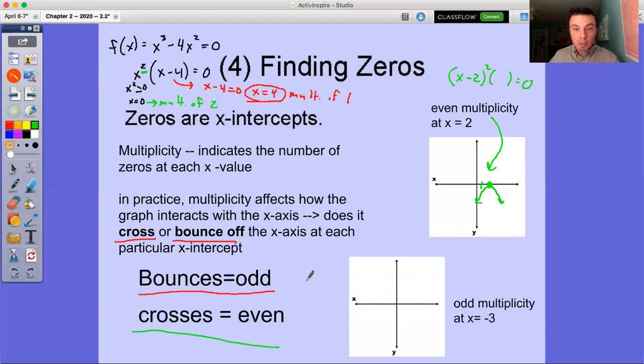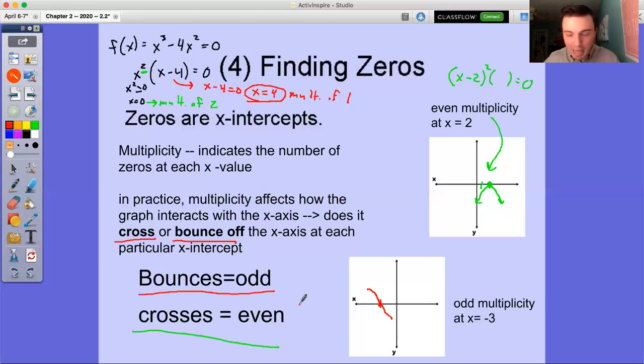Okay, so we know it bounces at odds, crosses at evens. Well, an odd multiplicity at x equals -3 would be like right over here. And if it crosses, that just means if it's up here, then it'll cross down there. If it's down here, it would do the same thing and cross. You can only do one or the other, can't do both. So if we had already been up here, we would have gone down like that. That's the basic idea. So it crosses.